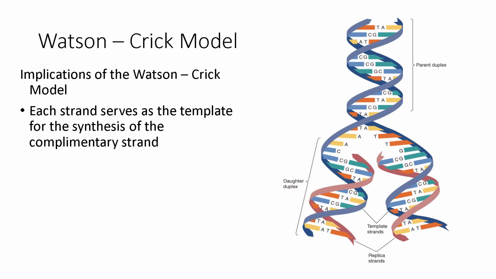The Watson-Crick model also explained how DNA replicates. Each strand of the helix acts as a template for the formation of a complementary strand. This semi-conservative model of replication ensures that genetic information is faithfully passed on to the next generation. It was a revolutionary concept that connected structure with function at the molecular level.